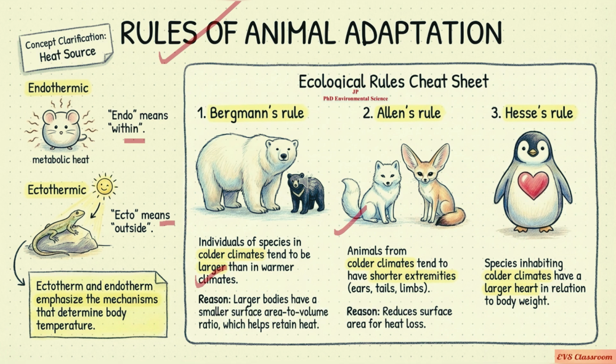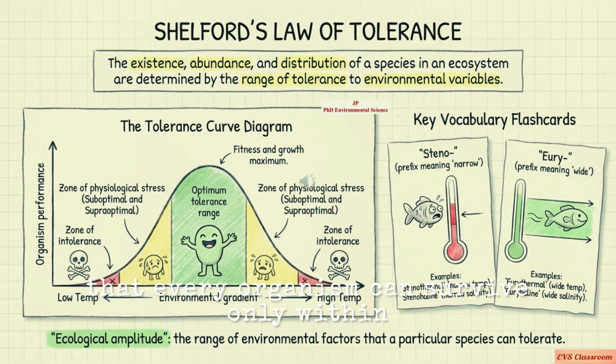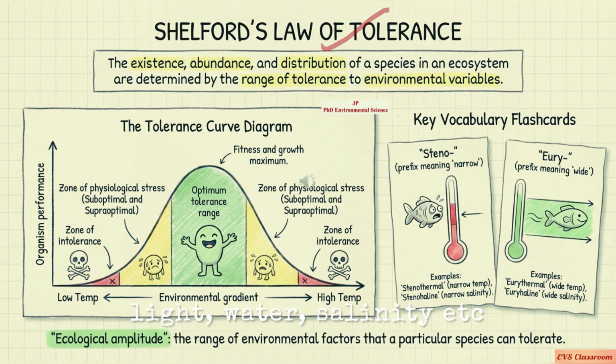Then Hesse's rule: animals in colder regions have larger hearts. A larger heart pumps more blood and helps maintain body temperature. Shelford's law of tolerance. This law explains that every organism can survive only within a specific range of environmental conditions. The distribution of species depends on the tolerance range, meaning each species has limits for temperature, light, water, salinity, etc. Outside this range, survival is difficult or impossible.